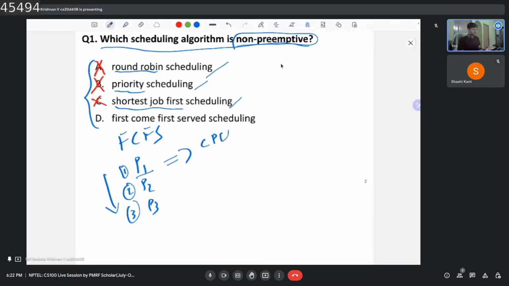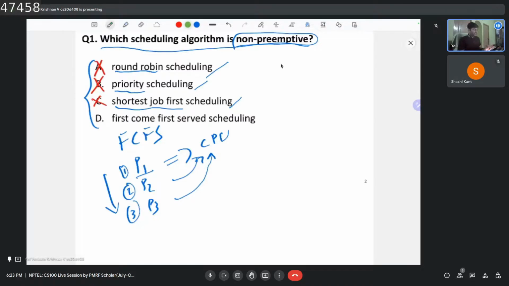This will be scheduled onto the CPU, and once P1 completes execution, whichever came second based on the arrival time, P2, will be scheduled onto the CPU. Once P2 completes execution, P3 will be scheduled onto the CPU. Very simple algorithm. The nature of first come first served is whatever came first just goes and executes on the CPU, irrespective of its priority or the shortest job remaining. Those things are not considered. Whichever came first is executed on the CPU.